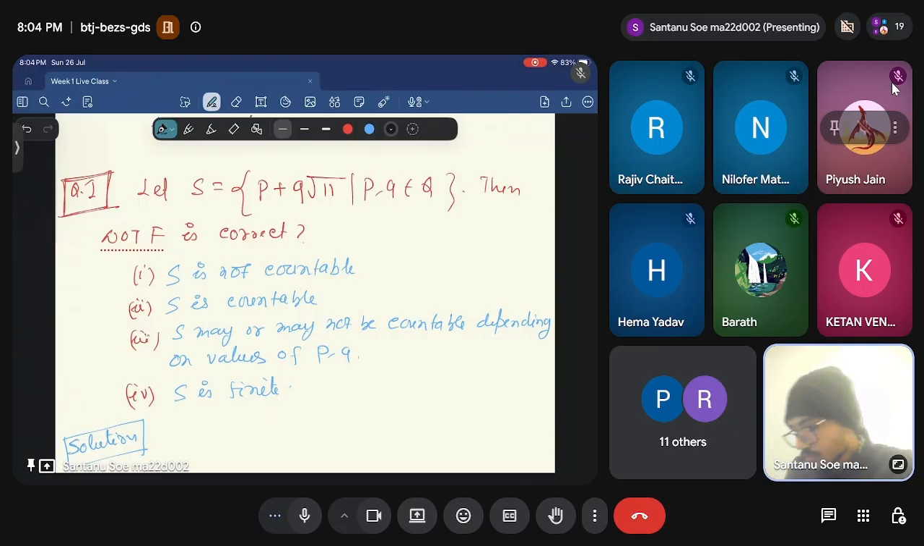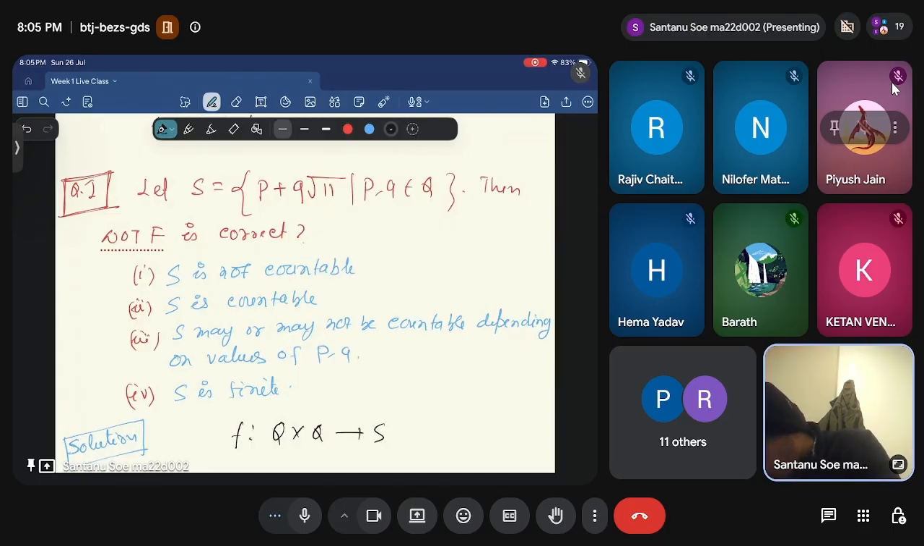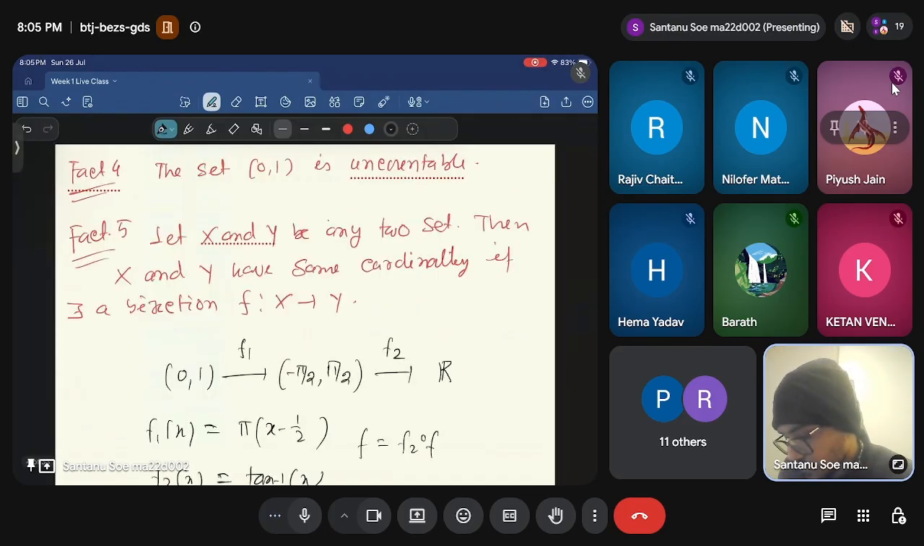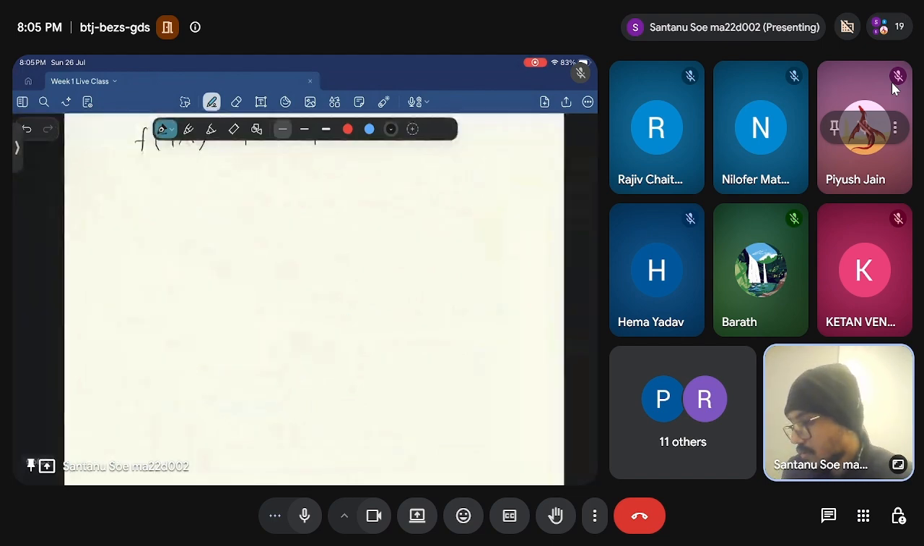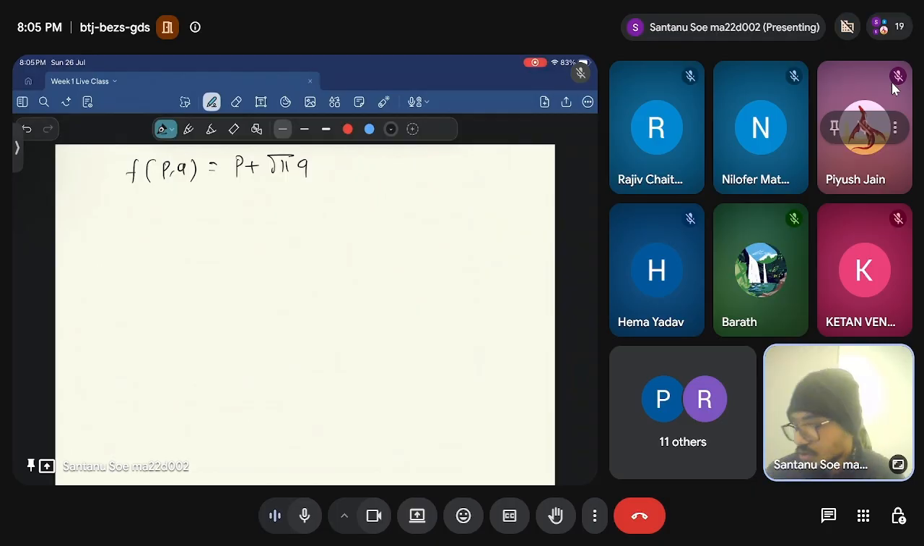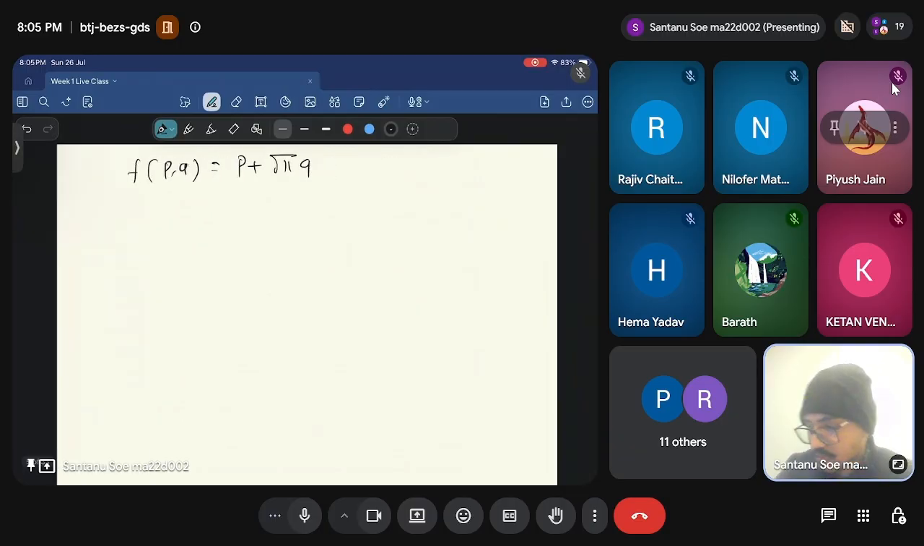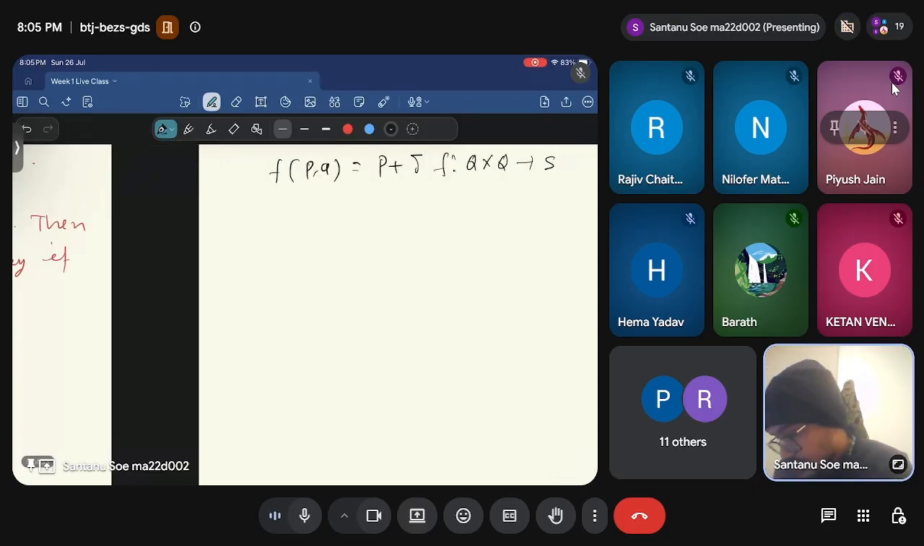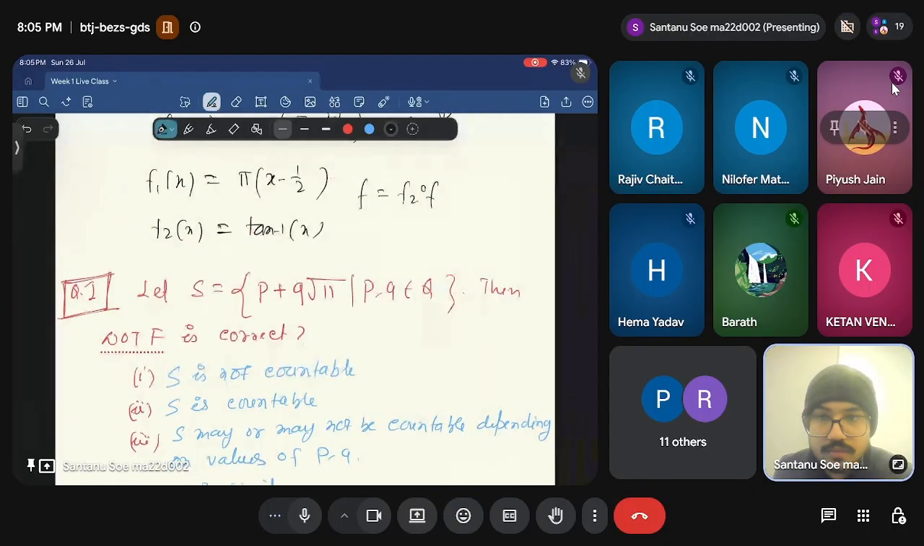So we're going to define this map F from Q cross Q to S by F(p, q) = p + q√11. Okay. Is it understandable why I have defined this map? So F was a map from Q cross Q to S.